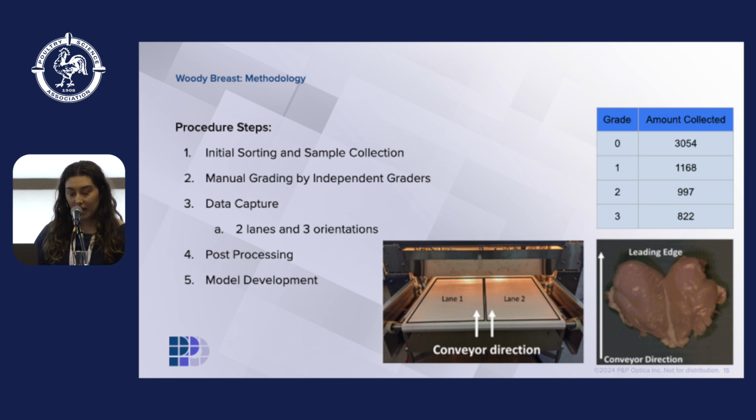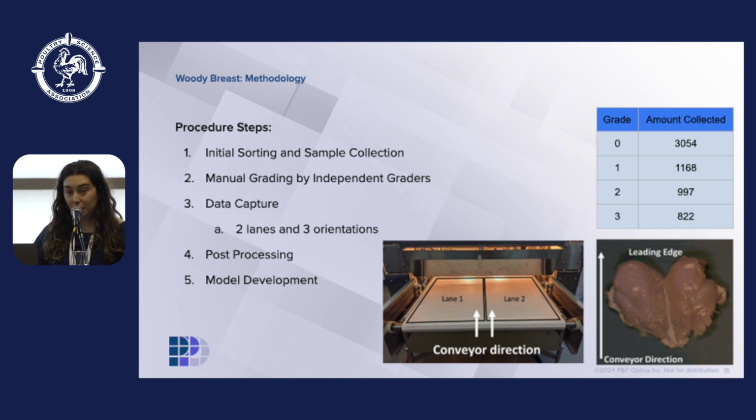To collect enough samples for each of the grades, at the beginning of each day, the chicken breasts were run at production speed through the system. The system then sorted chicken breasts into separate bins for grade 1, 2, or 3 if it detected it. This was done using a base model that had previously been developed for woody breast detection from earlier data collection. Once bin 3 was filled, all bins were mixed together randomly, and a portion of the grade 0s that passed by were then also put into that bin.